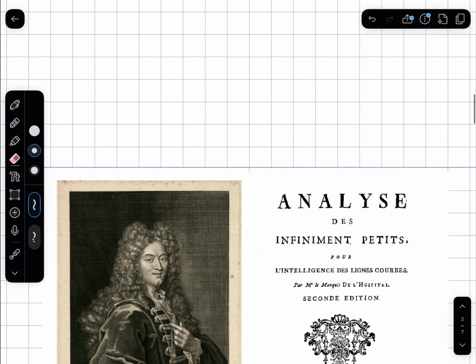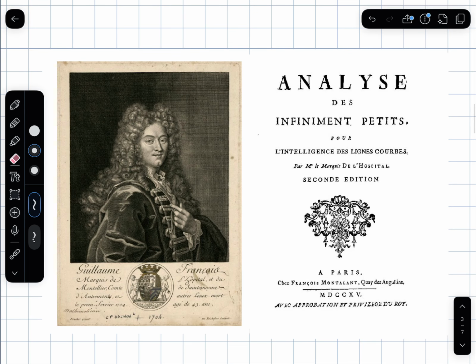Before that, I also wanted to show you this. So this on the left is a portrait of the Marquis de l'Hôpital. This is the person who wrote the book that I told you about at the beginning. And this on the right is the actual book. The book is called Analyse des Infiniment Petits. So analysis of small infinities. This is like a hugely influential and very important textbook on the right. It's actually kind of polemic.